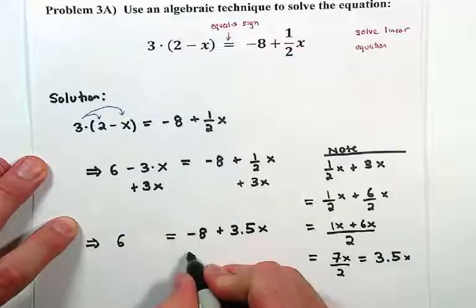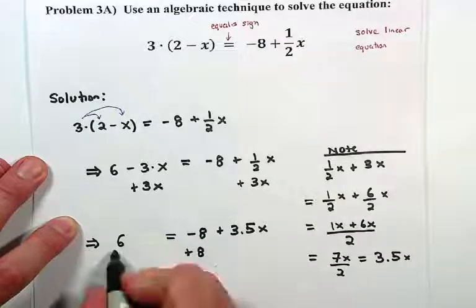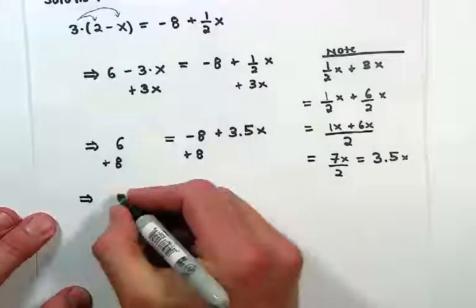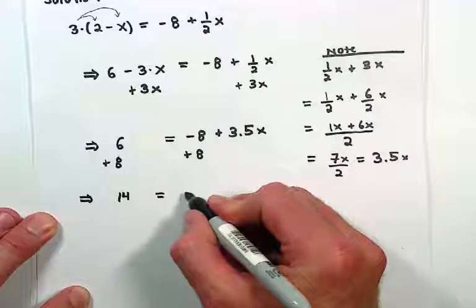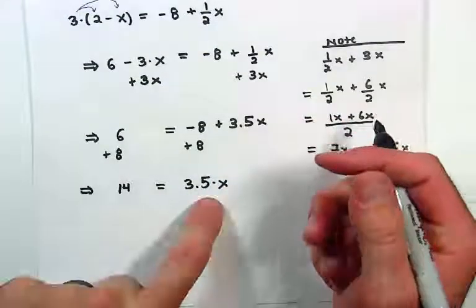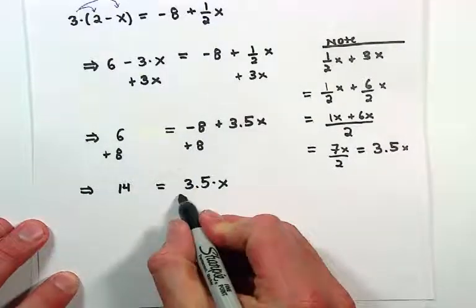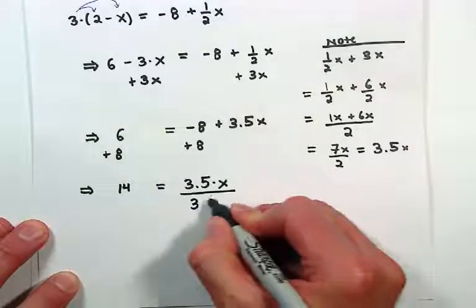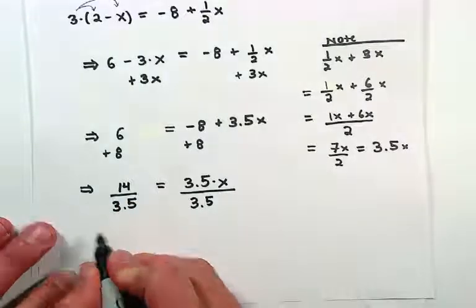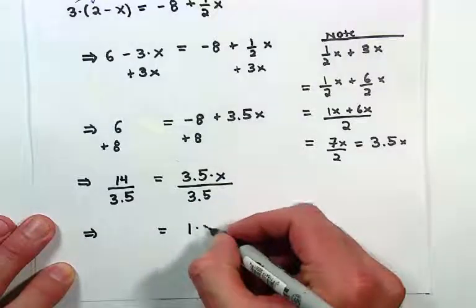Let's bring the minus 8 over to the other side. The inverse of subtraction is addition. To get rid of that negative, I do a positive. We see now that 6 plus 8 is 14. Over on the other side, we've got 3.5x. Here, this is a multiplication. I want to get the x by itself. The inverse operation of multiplication is division. In order to get rid of that multiplication, I divide. If I divide on the right-hand side, I must also divide on the left-hand side. And in this case, we see 3.5 divided by 3.5 is 1.